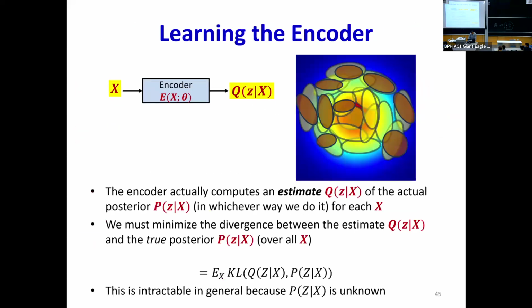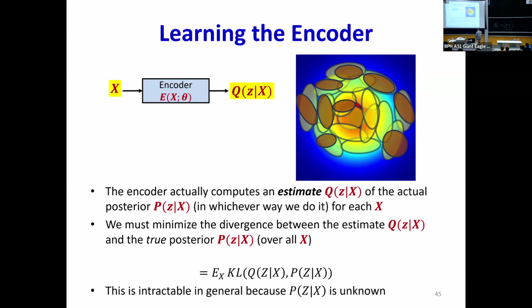So here's where we are, right? The encoder is computing an estimate of q of z given x, which is supposed to be as close as possible to p of z given x. And how do we make q and p as close as possible? We want to minimize the KL divergence between q and p.